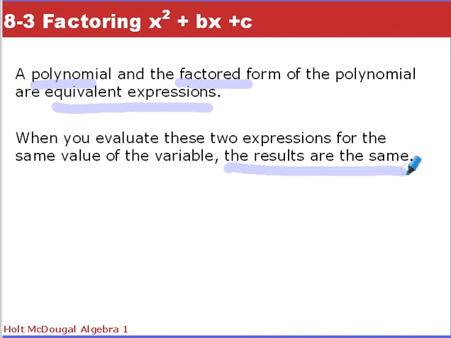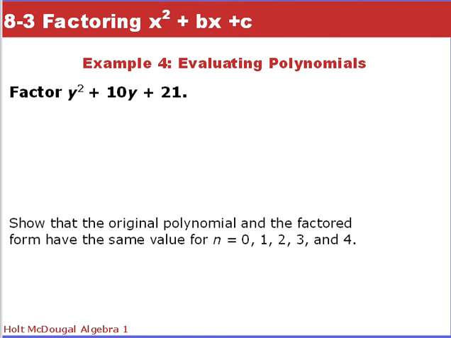So here you want to factor y squared plus 10y plus 21. You want to show that the original polynomial and the factored form have the same value for when n is 0, 1, 2, 3, or 4. So here we're looking for factors. First, let's start out. We know we have to have y and y here, both positive signs. So it'll be plus and plus. Now factors of 21. We have 1 and 21, 3 and 7.